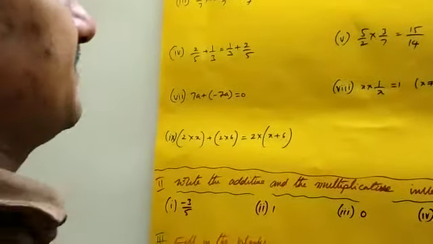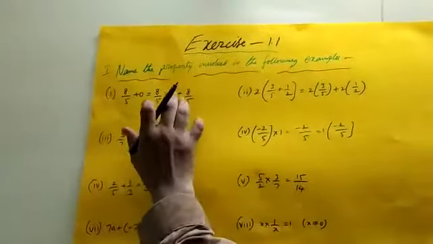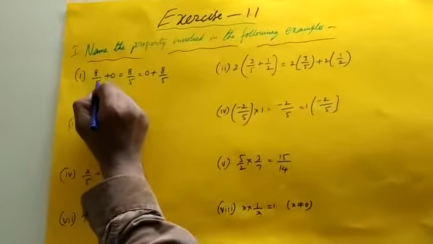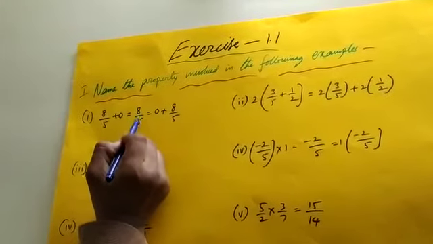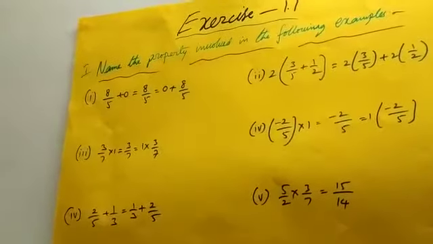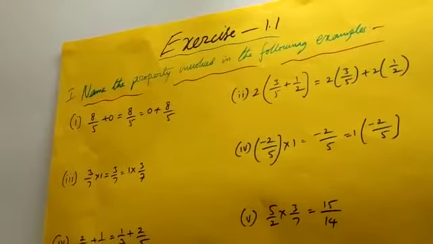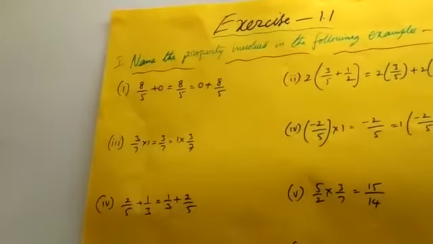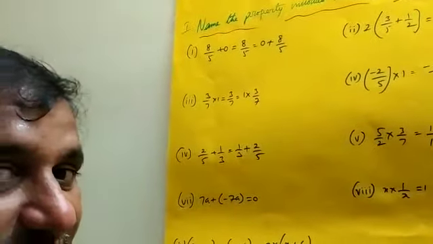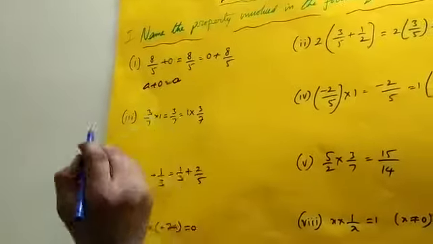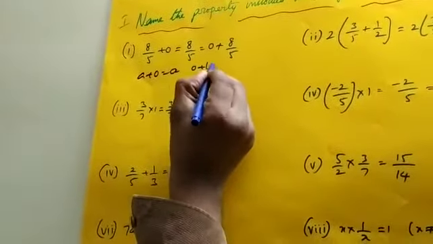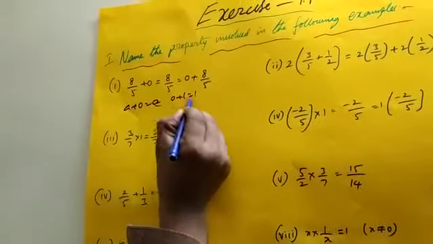For example, the identity property. Eight by five plus 0 is equal to 0 plus 8 by 5. This is called additive identity. You take any number with addition of 0, the result is itself. What is the meaning of itself? For example, a plus 0 is equal to a. Therefore, 0 plus 1 is equal to 1. The result is itself.